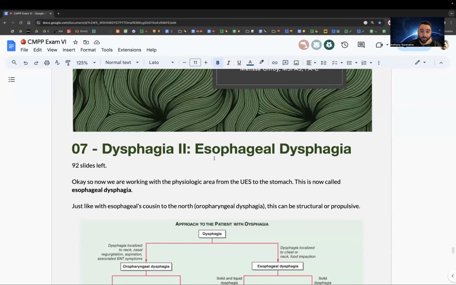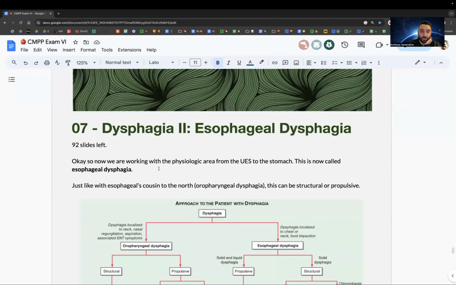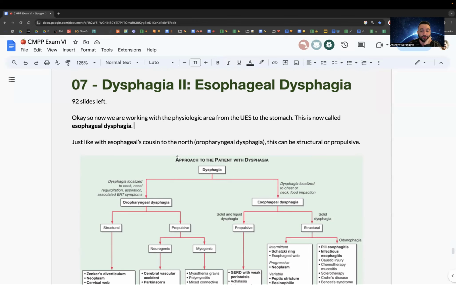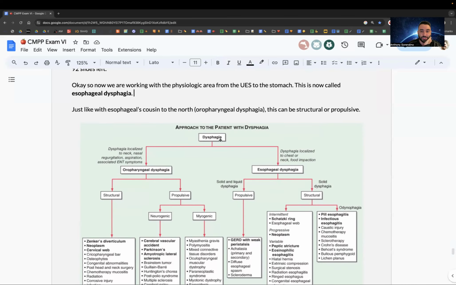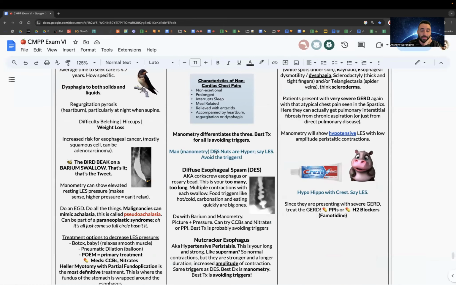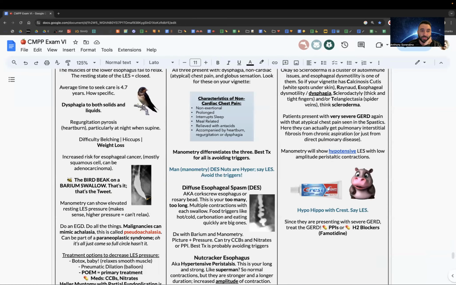Okay, we're already on dysphagia part 2, which is kind of a beast, so we'll go through this. We're done with oropharyngeal dysphagia. Now we're moving lower, below the upper esophageal sphincter, so now we're calling this esophageal dysphagia. Now this is where it starts to get fun. Here's another matrix of 6 things, so we'll just walk right through them.